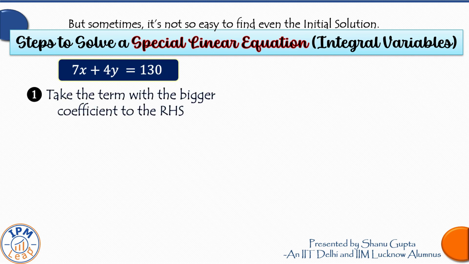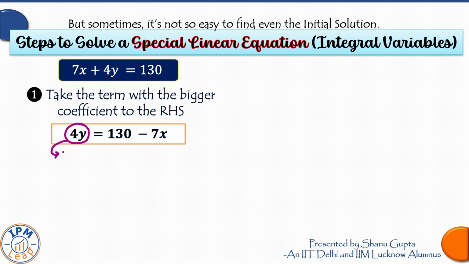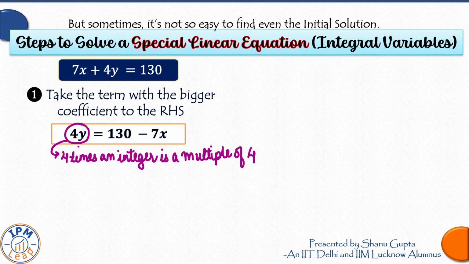First, we take the term with the bigger coefficient to the right hand side. So 4y is equal to 130 minus 7x. Next, it's easy to see that left hand side is 4 times something. It's a multiple of 4. So for the equation to balance, the right hand side has to be a multiple of 4 as well. So on the right hand side, we extract all multiples of 4.